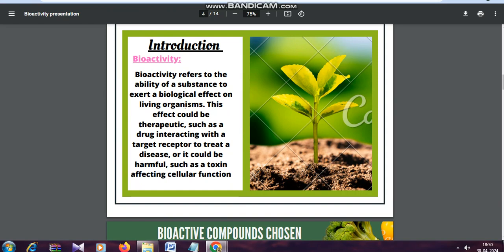So first of all, the question is, what is bioactivity? Bioactivity refers to the ability of a substance to exert a biological effect on living organisms. This effect could be therapeutic, such as a drug interacting with a target receptor to treat a disease, or it could be harmful, such as a toxin affecting cellular function.